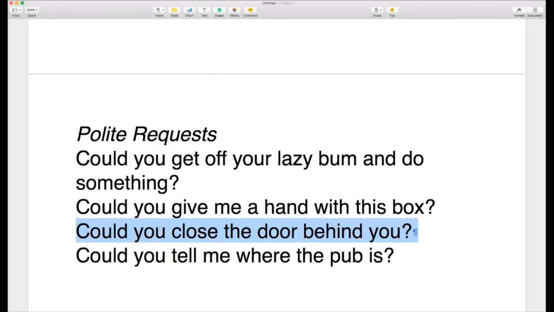I could ask you, could you close the door behind you? So you're about to leave. It's very windy outside. People keep leaving the door open. And I say, could you just close the door behind you when you leave? Thank you.